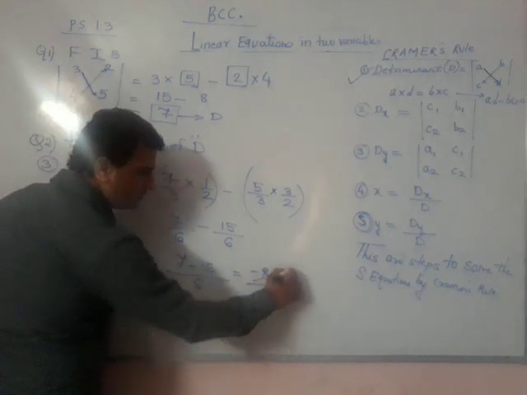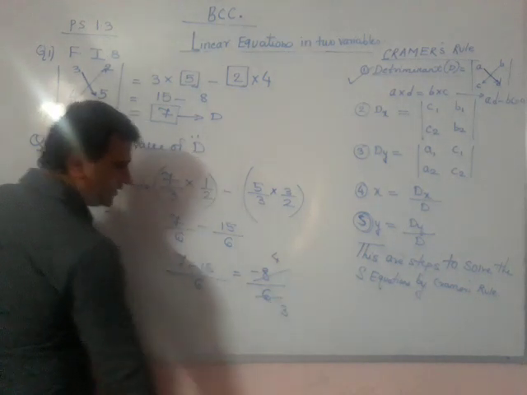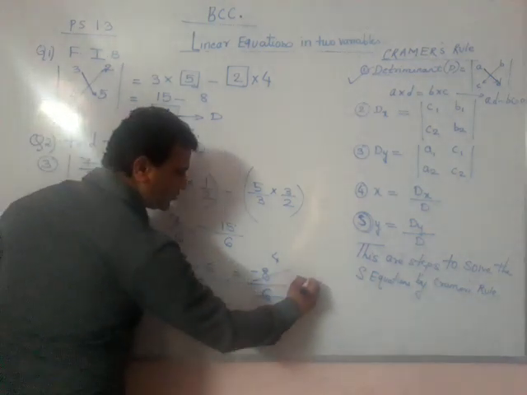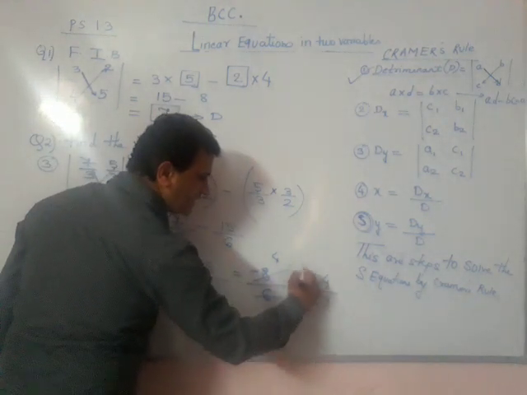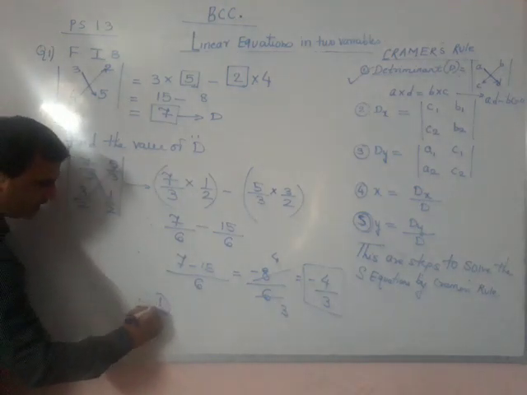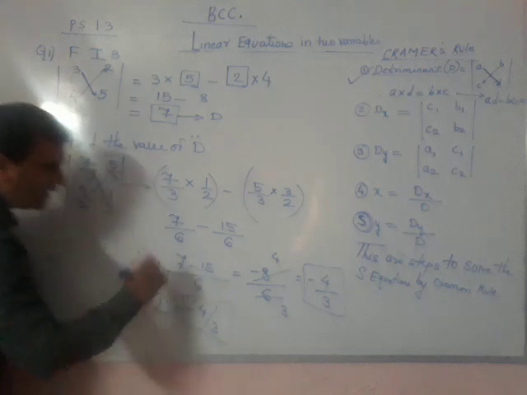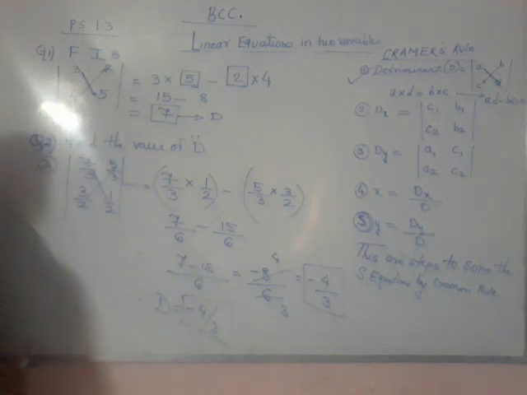Come on, reduce both the terms by 2. 2 fours are 8, 2 threes are 6. So your final answer is minus 4 upon 3. This is the value of the determinant. Determinant is minus 4 upon 3. I hope you understand this sum is in fractions and how to find the determinant.